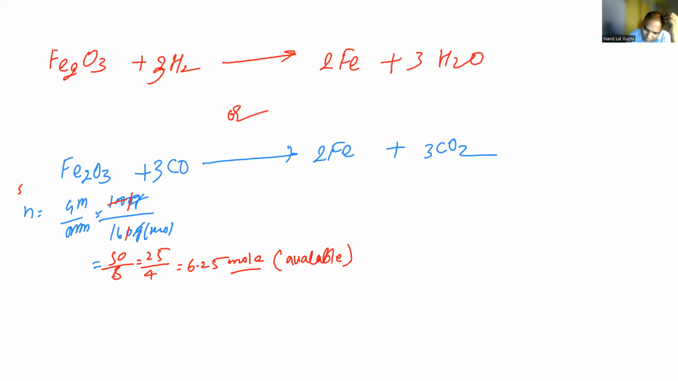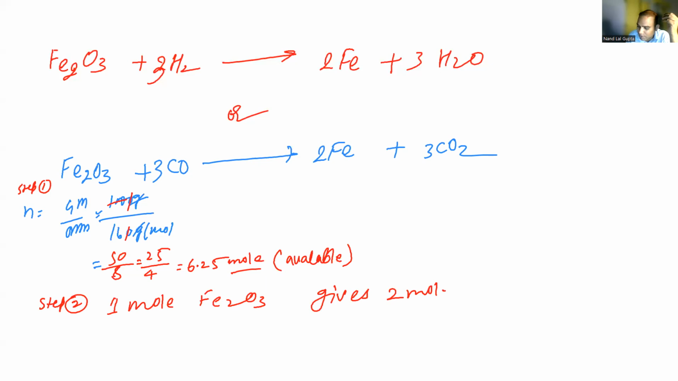Now the next point we are going to. Step number 2. This is step number 1. What will we do in step number 2? 1 mole Fe2O3 gives 2 mole Fe according to the equation. I was saying the same thing you just said. I said put according to the equation, and then you put according to availability.